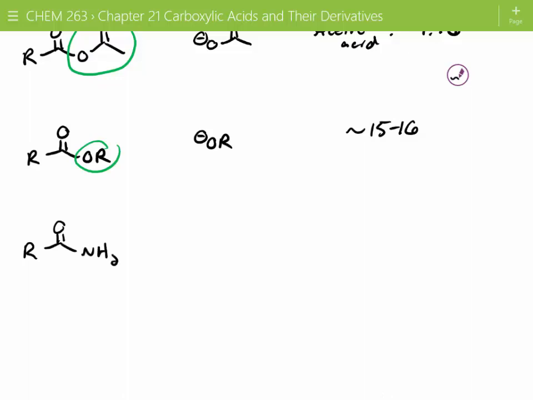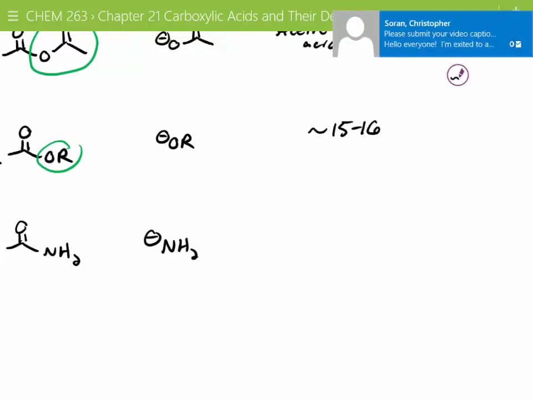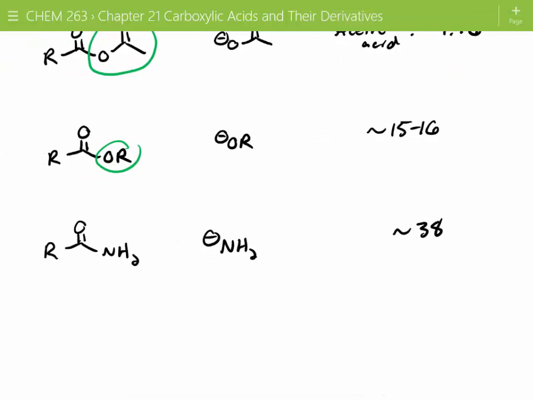And then if we compare this to amides, we can say the pKa is going to be about 38. So amides are actually pretty crappy leaving groups, to put it bluntly, which is good for us, right? Because our peptides, our proteins are made of amide bonds. We want them to stay together, right? We don't want our amide bonds breaking really easily, so amides aren't super good leaving groups.